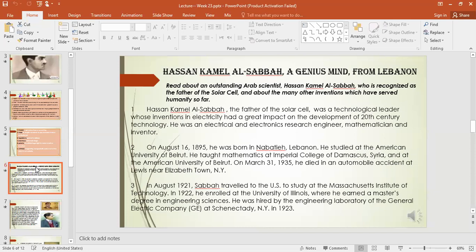Hassan Kamel al-Sabbah, a genius mind from Lebanon. Read about an outstanding Arab scientist, Hassan Kamel al-Sabbah, who is recognized as the father of the solar cell, and about the many other inventions which have served humanity so far. So, as you can see, they said he is the father of the solar cell because he was the first person to invent something called a solar cell or solar energy, and about the many other inventions. So this shows that he has only one invention.